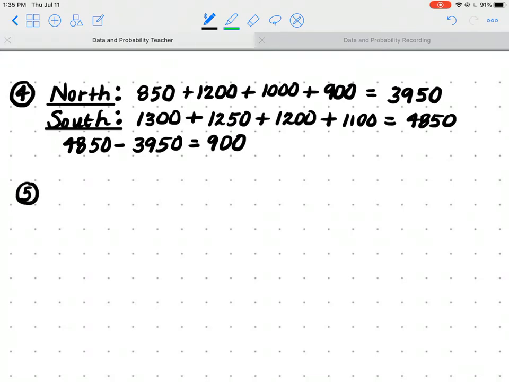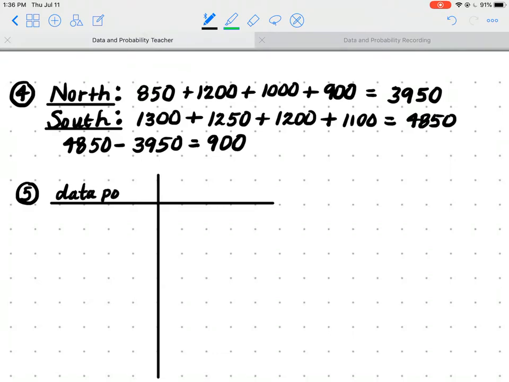Number 5. What is the mean of this data? Again, you do not have to draw a frequency table, but if you're having trouble with it, this is the way to fix that. So we're looking at data points. And again, I don't know what these are. It could be anything.